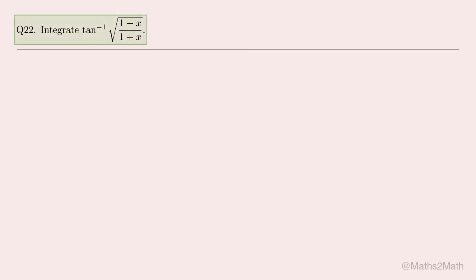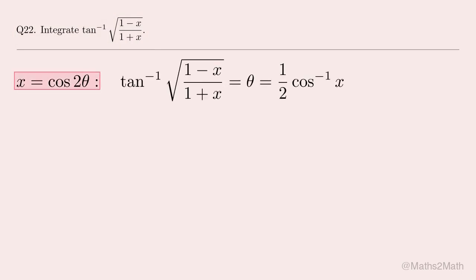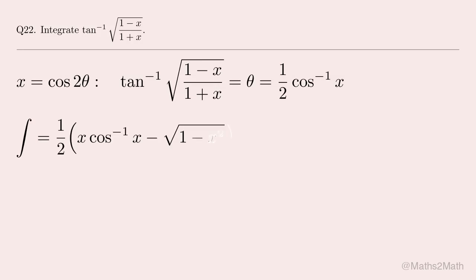Question 22. The substitution x equals cosine 2 theta collapses the root. Half inverse cosine emerges. With x as cosine 2 theta, the root is tangent theta, so the integrand is theta. Half inverse cosine of x. Integrate half inverse cosine by parts.